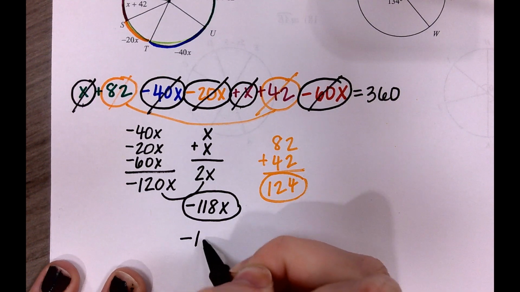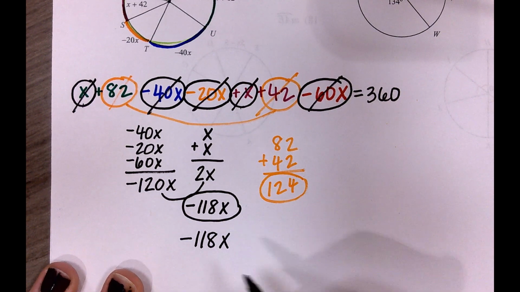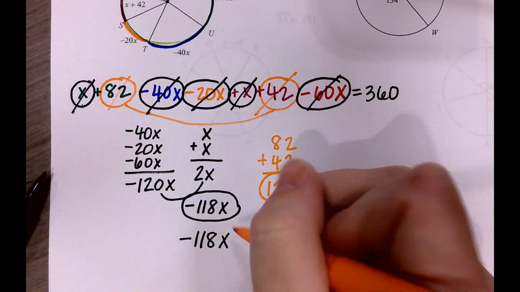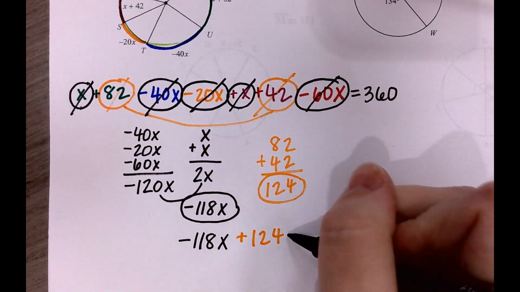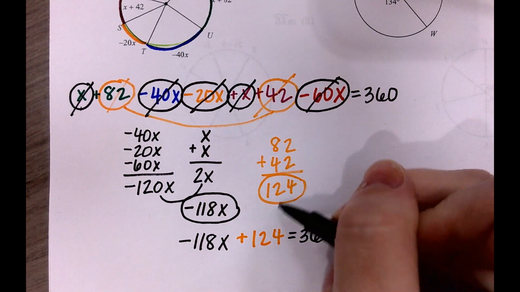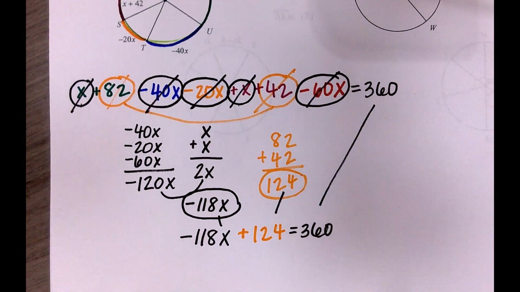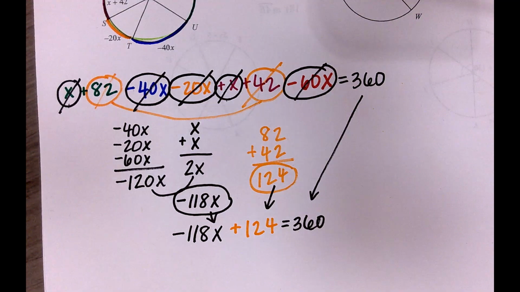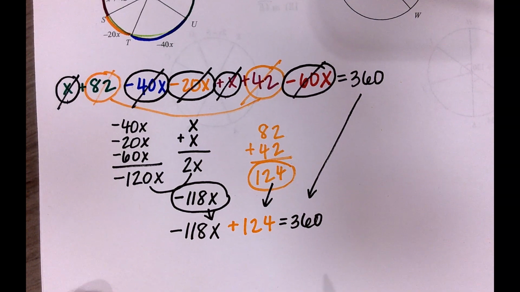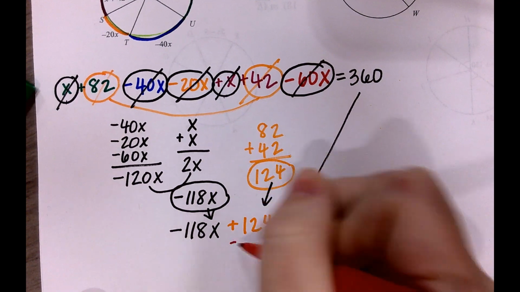Negative 118x plus 124 equals 360. We're just bringing everything down. And what would I do next? Subtract 124. Good. Subtract 124.